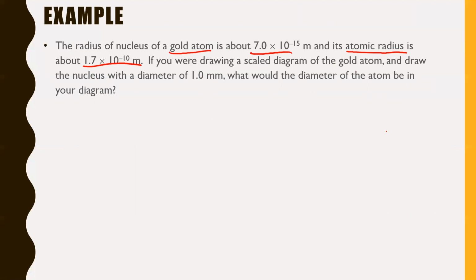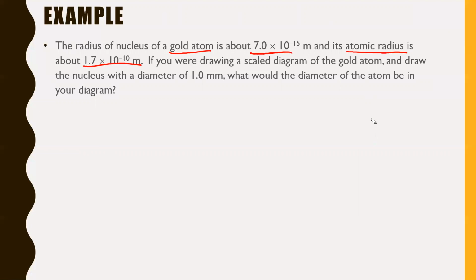So before we tackle this question, think about what it's really saying. If you're going to make a scale diagram of a gold atom, that dot I just drew right there was no accident. This dot is your nucleus at 1 millimeter, which is probably bigger than 1 millimeter on your screen right now. But if that was the nucleus at 1 millimeter, how big would the diameter of your full atom be?